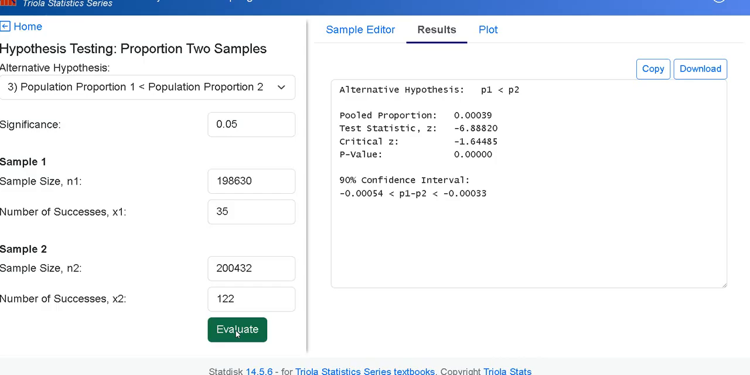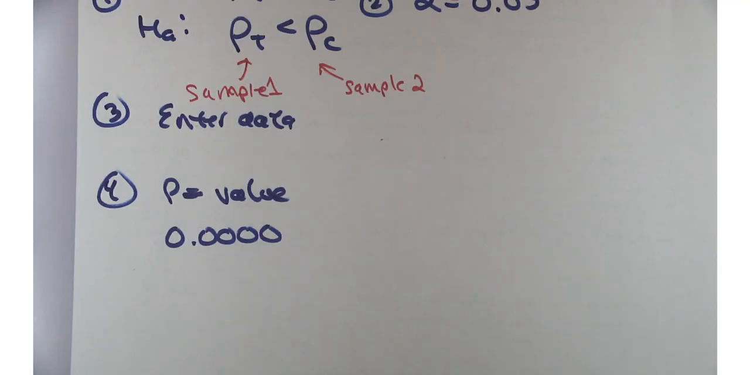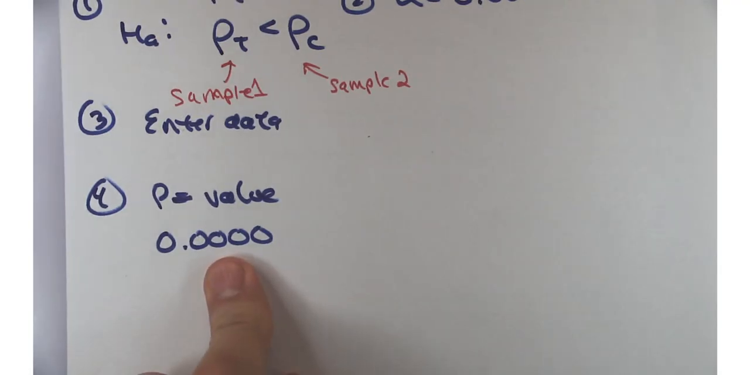Enter that, and let's see. What information do I need here? Yep, I need the p-value. So that's step 4. Step 3 was entering the data. Step 4, our p-value is essentially 0. 0.0000. Yeah. Thank you for that correction. All right. Looking good.